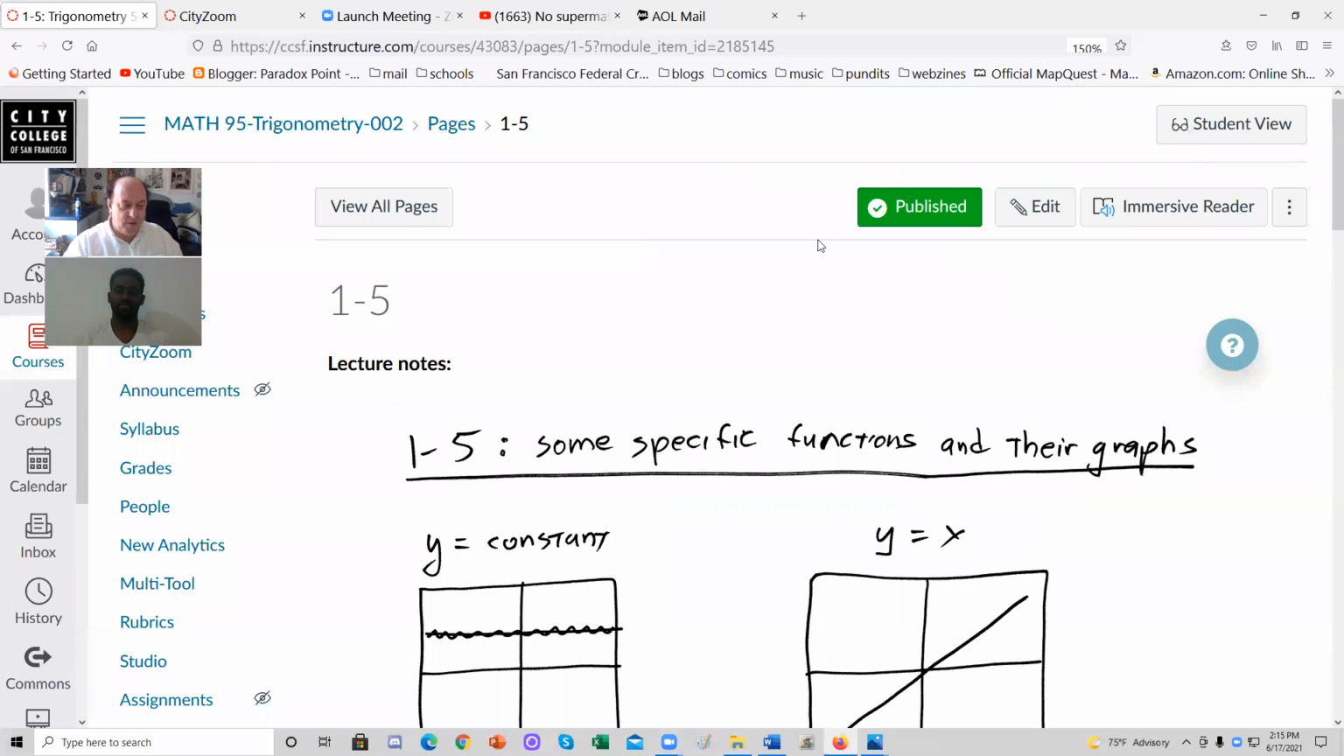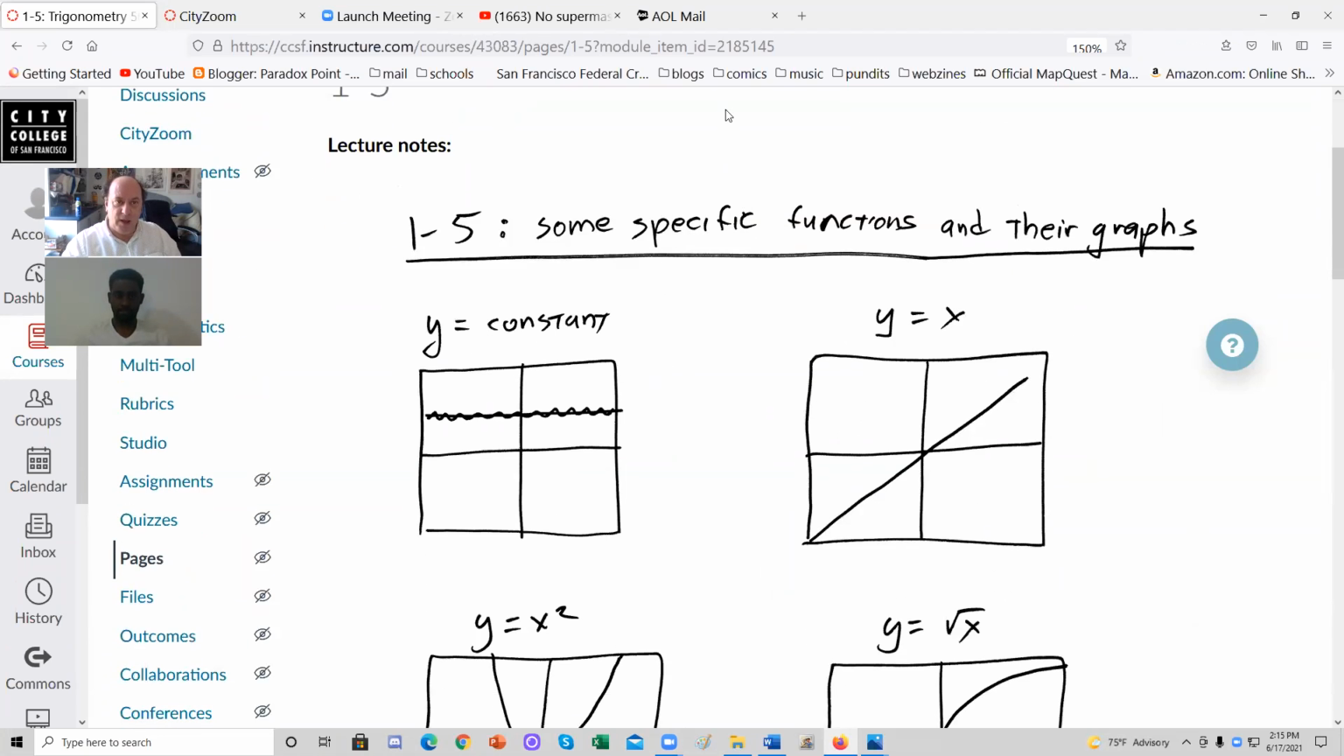All right. For today, we do 1.5, which discusses certain specific functions and their graphs, and 1.6, which is talking about shifting function graphs left, right, up, and down. All right, so various specific functions. The constant function, well, that's a classic, and its graph is a horizontal line at height, the constant.